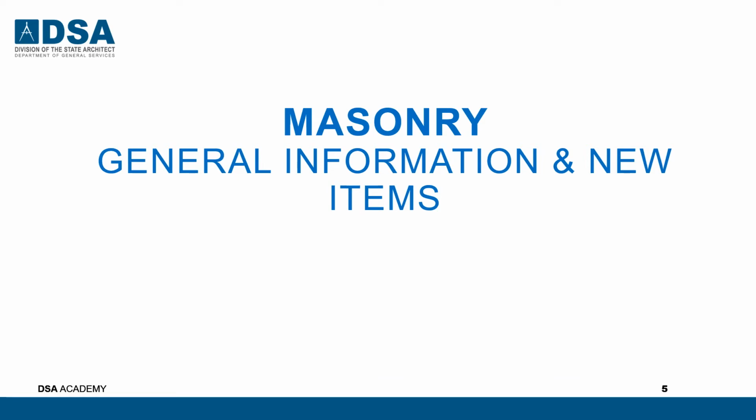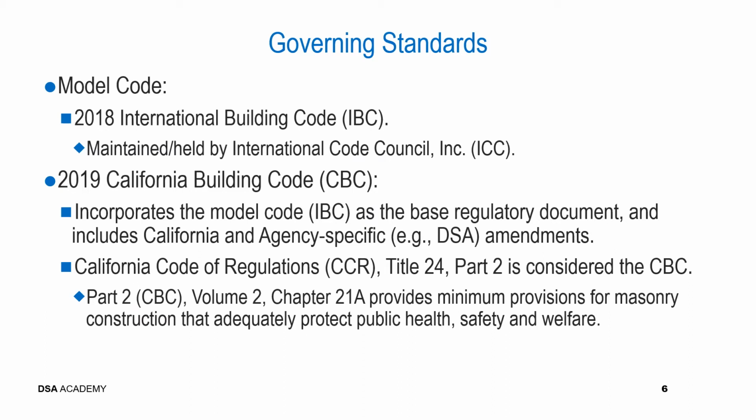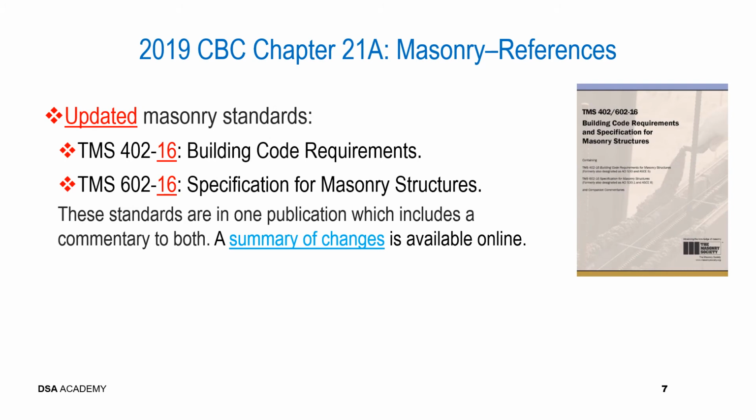Okay, let's get started. Section 1, General Information and New Items. The code sections that govern DSA include the 2018 International Building Code, the 2019 California Building Code, and the California Codes and Regulations Title 24. The updated masonry standards are covered in the TMS 402-16 Building Code Requirements and TMS 602-16 Specification for Masonry Structures. These are both available in one publication with commentary and notes, and there's a summary of changes available online.